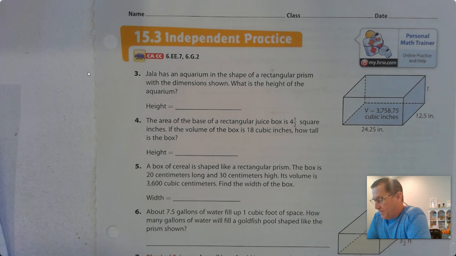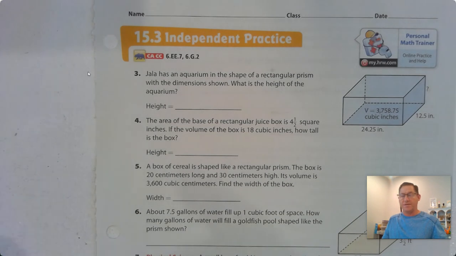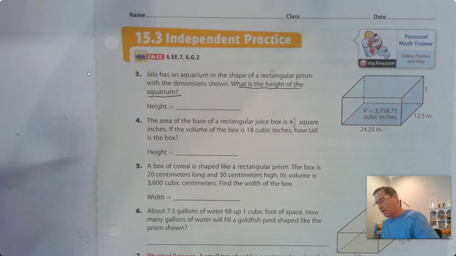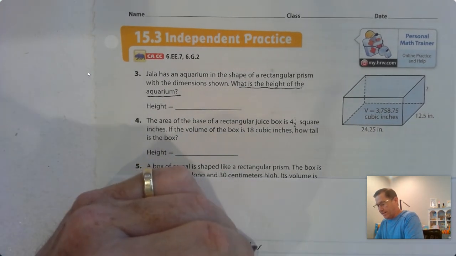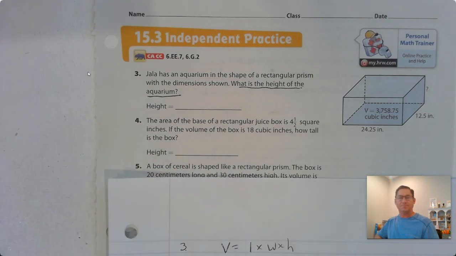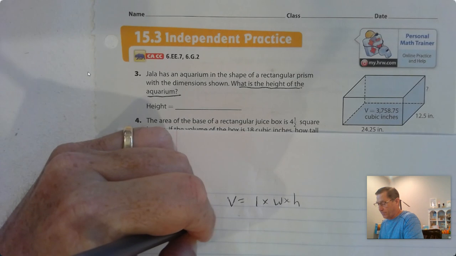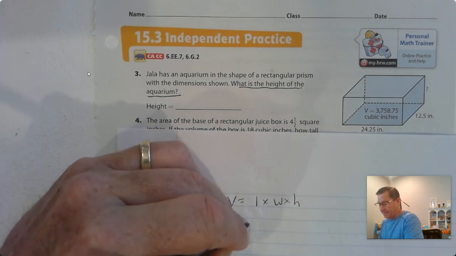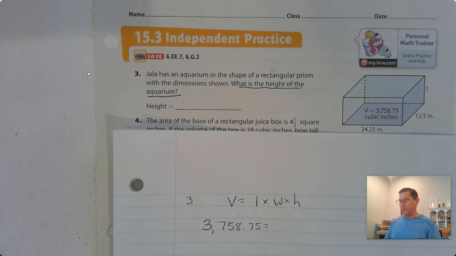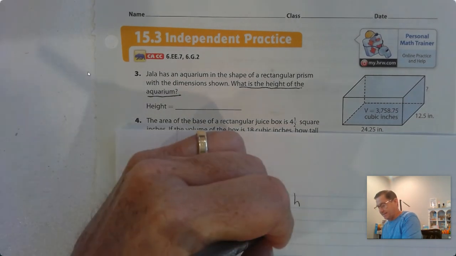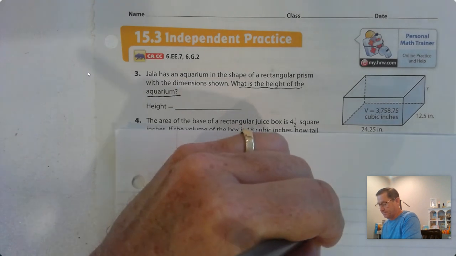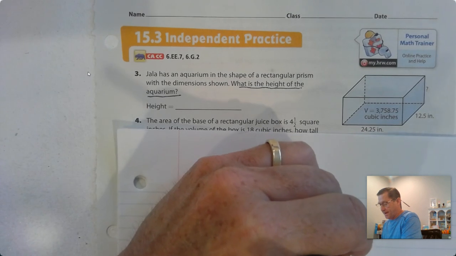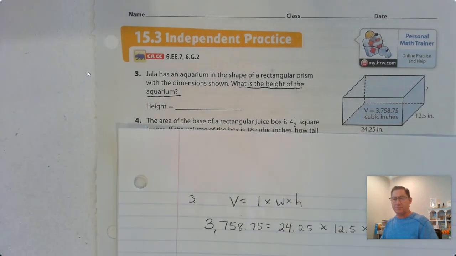So Jala has an aquarium in the shape of a rectangular prism with the dimensions shown. What is the height of the aquarium? Okay, so remember we're going to use the formula volume equals length times width times height. They gave us a volume of 3,758 and 75 hundredths in cubic inches. The length is 24 and 25 hundredths inches. The width is 12 and a half inches. And the height is unknown.